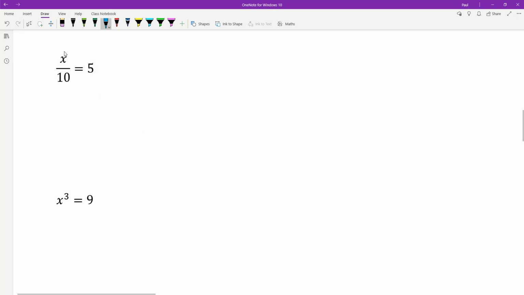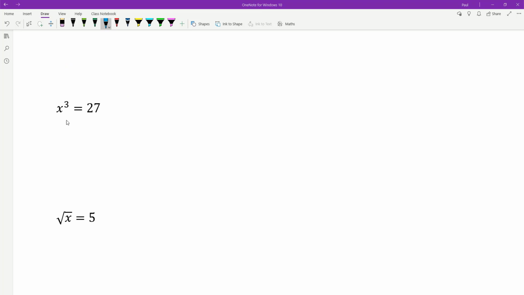In this one here, x is divided by 10. So we want x there and we want to get rid of the divide by 10, move it to the other side. What's the opposite of divide by? It's times by. So x is equal to 5 times 10, which equals 50.